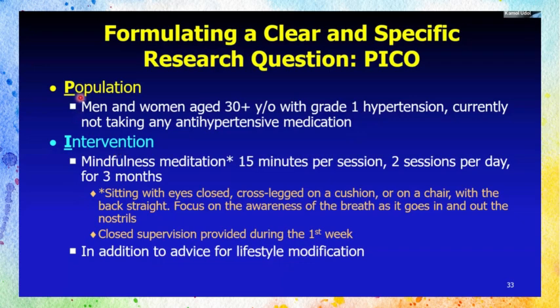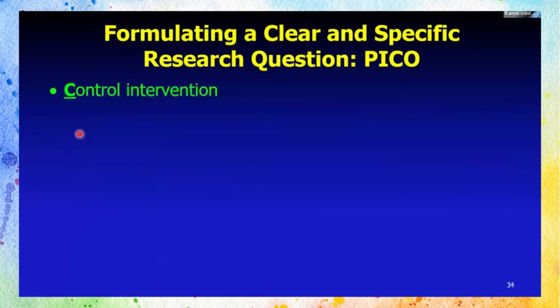So we have P and I. They are quite clear now. What about C? Control intervention. Mindfulness meditation compared to what? Obviously it's compared to not performing mindfulness meditation, right? So it's compared to just advice for lifestyle modification alone, no mindfulness meditation.